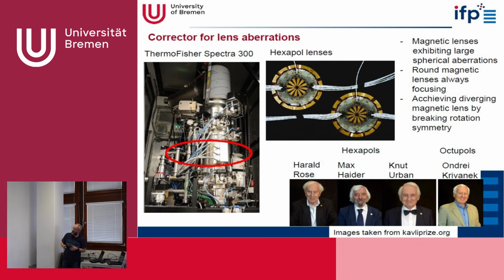However, the state that we have at the moment is already quite good because of these guys, because they invented corrector systems for these aberrations of electromagnetic lenses. In principle, it's like that. Round magnetic lenses always are focusing. So you cannot build up divergent electron lenses, and that means you cannot really correct for aberrations. However, these guys broke the rotational symmetry and used hexapoles or octupoles, and with these they could achieve a diverging effect of the magnetic lenses. And with this you can then start to correct aberrations in the machine.